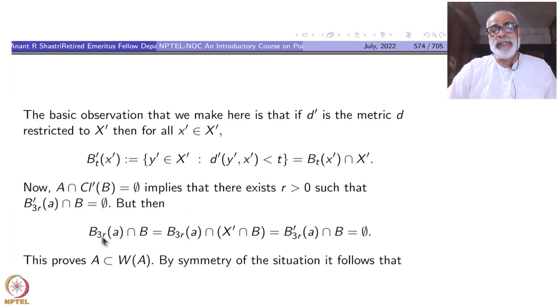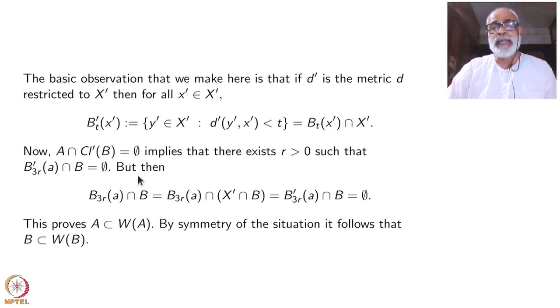But then B(3r_a) intersection B is B(3r_a) intersection X' intersection B, because A and B are inside X, after all. If you instead replace B by X' intersection B, this is nothing but B'(3r_a). B'(3r_a) intersection B is empty. So, for each A, if you choose r like this, then what you have got is that point and this neighborhood is inside there. So, this proves that when you take the union, A is contained inside W_A.